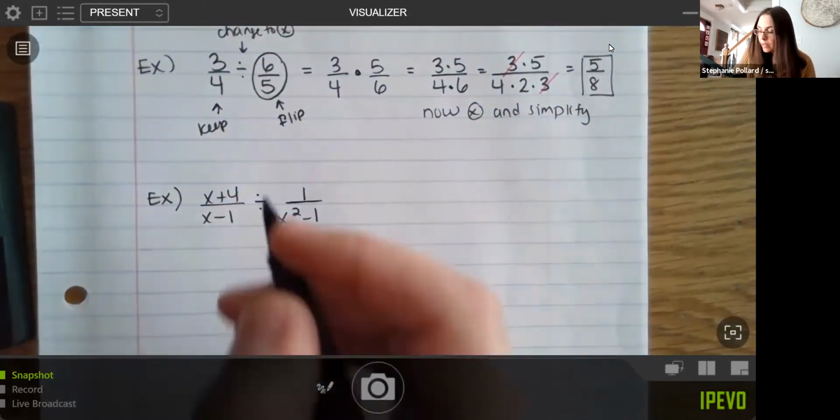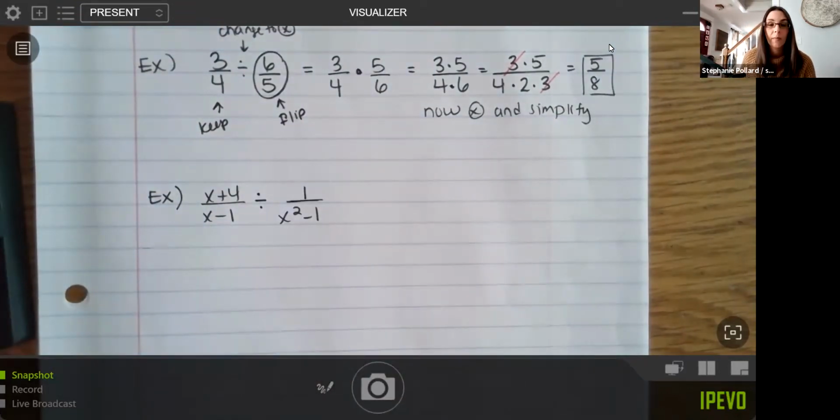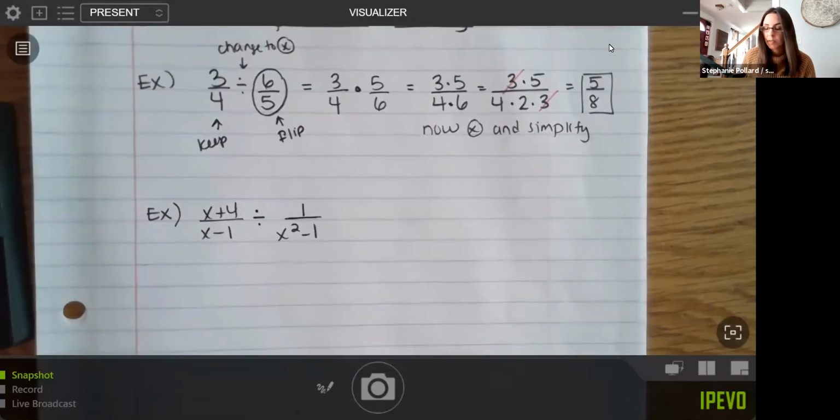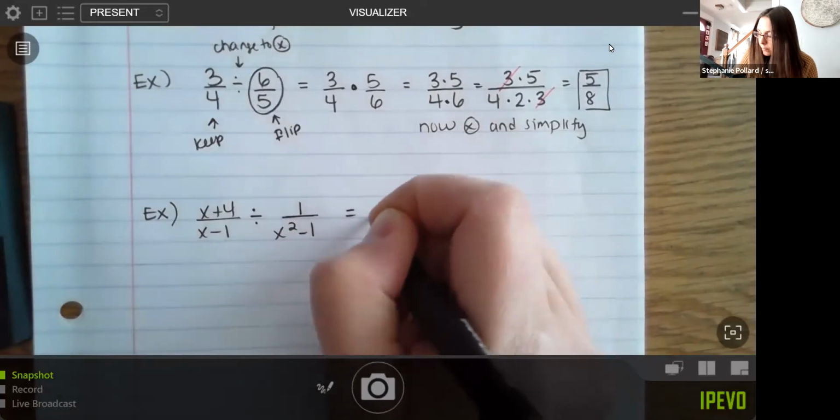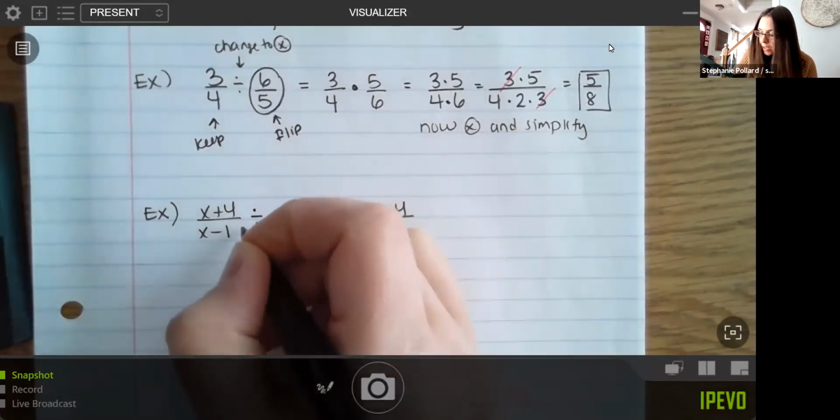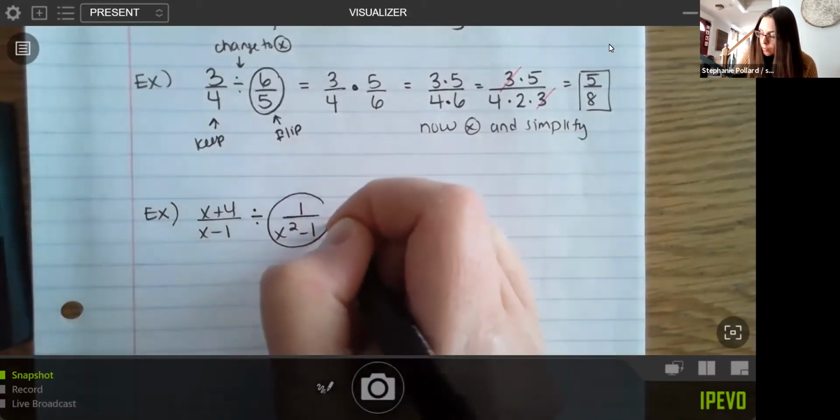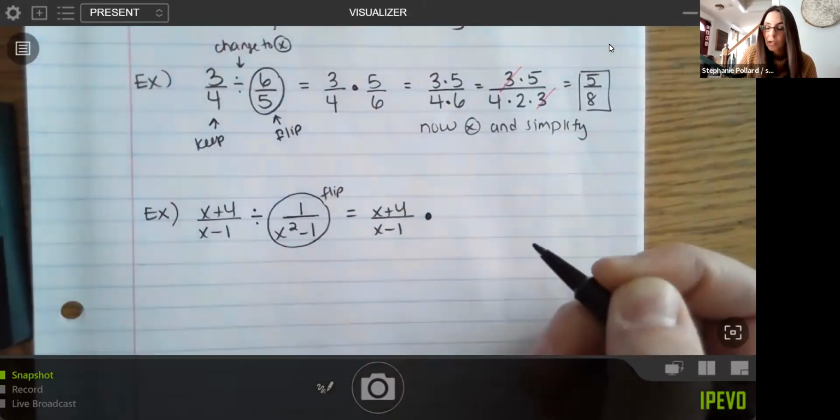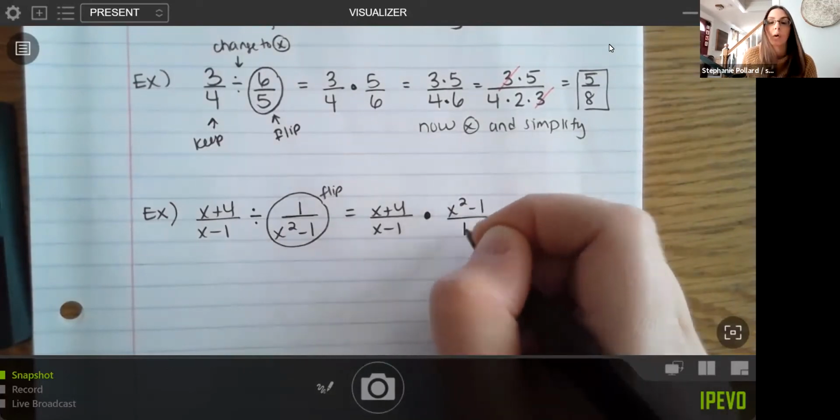So let's say I have something like this. x plus 4 over x minus 1 divided by 1 over x squared minus 1. So think back to your regular steps. We're going to keep the first one the same. We're going to change this to a multiplication problem, and then you are going to flip that second fraction. So whatever is in the denominator comes up, and whatever is in the numerator goes down.